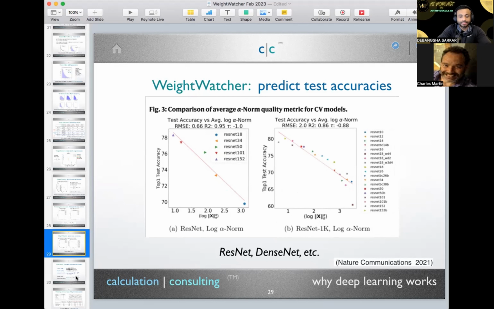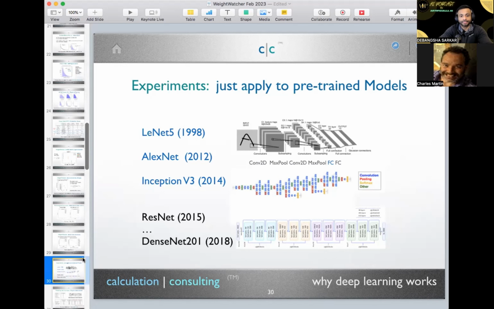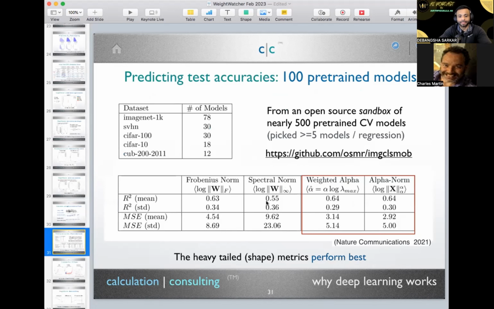It's hard to do, right? Remember, we're not looking at the training data. There's no test data. We're just looking at the weight matrices. So we've looked at all these models. In the paper, we compare about 100 pre-trained models. We were able to sub-select and look at various models on various small data sets.